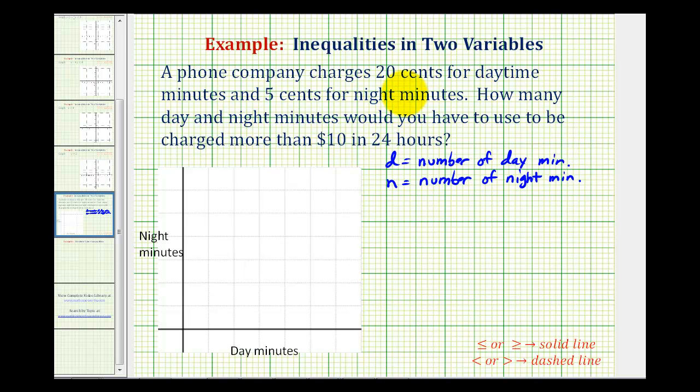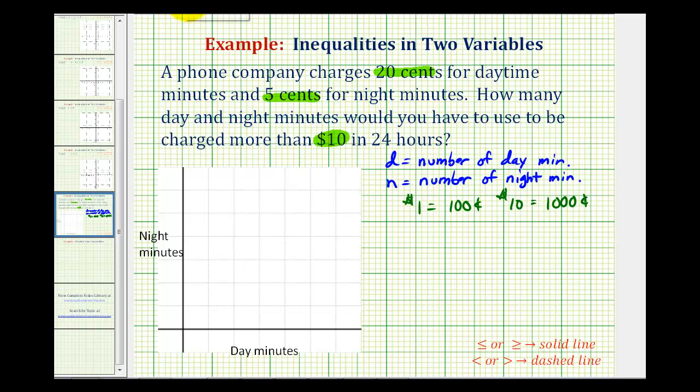Now there's one more issue to deal with. The charge per minute here is in cents, but then we want to answer the question based upon being charged more than $10. So we have to either convert the cents to dollars or dollars to cents. And to avoid decimals, let's convert $10 to cents. Since $1 is equal to 100 cents, then $10 would be equal to 10 times 100, or 1,000 cents.